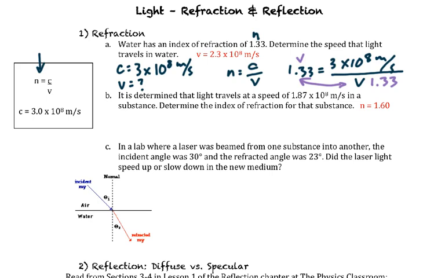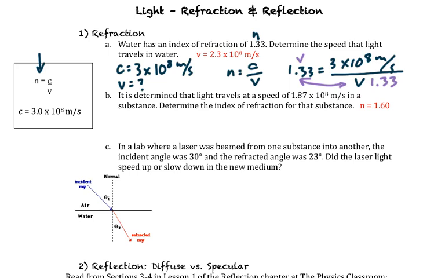One thing to know when you're doing these problems, if you're trying to check yourself, is the v should always be less than 3 times 10 to the 8th. If you're getting a number that's larger than that, then something has gone awry with your calculation.